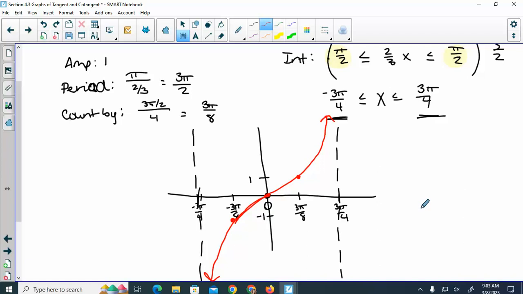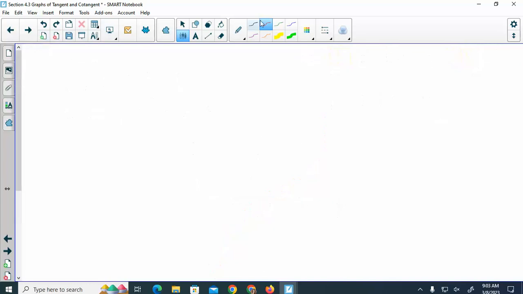Is that okay with everybody? Let's try it. We're just going to do these until we feel confident with them today. So I want to do negative 1/2 tangent 2x.